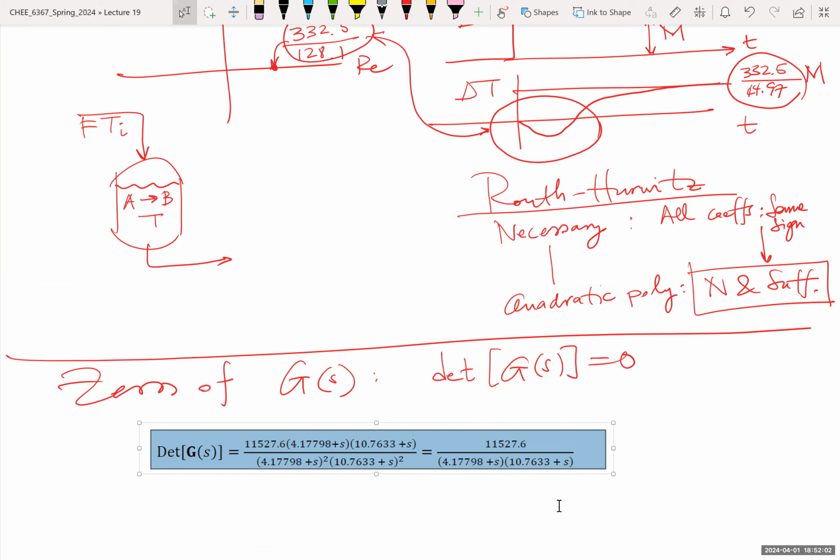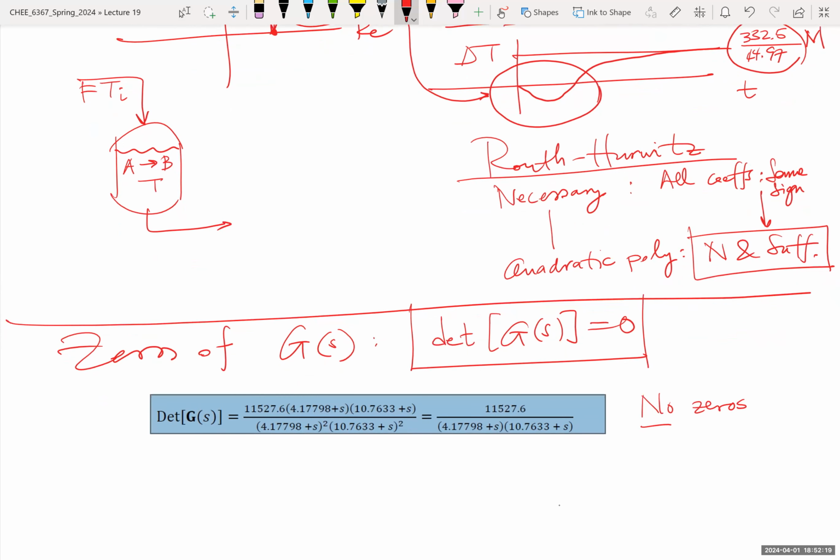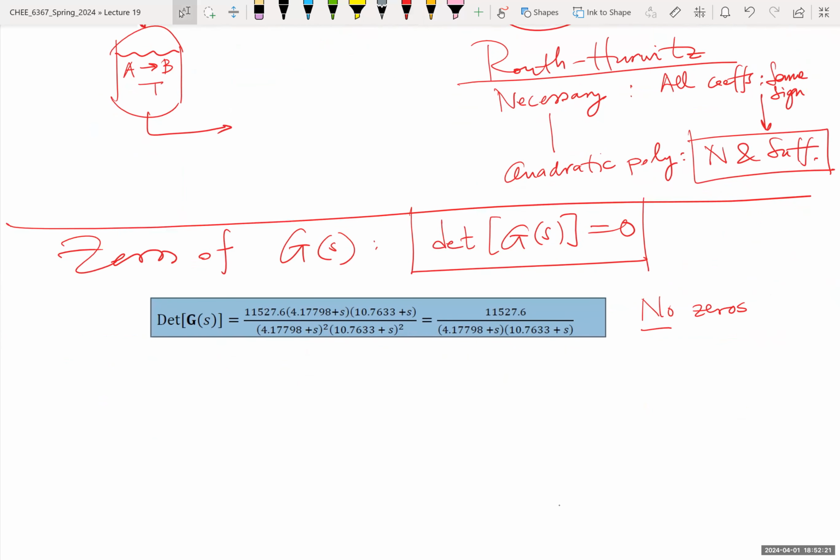You look puzzled, and indeed, there are no zeros. So why on earth do people look at the determinant of this transfer function to determine the zeros? Because think about IMC, we're going to do this next time. IMC, for a single-input plant, just inverts the plant. We want to do the same for multivariable plants.